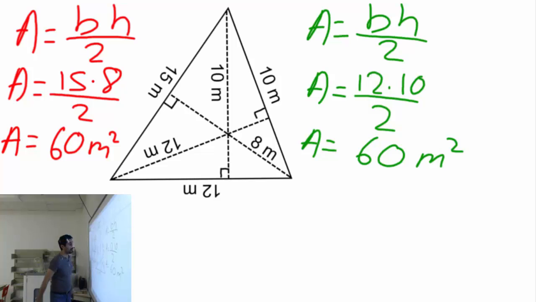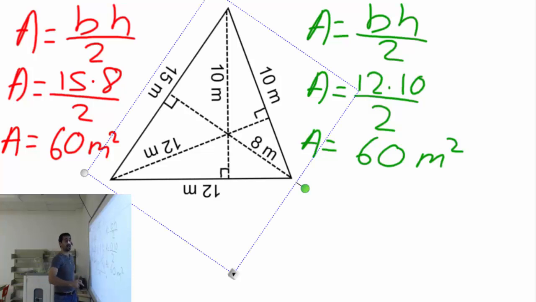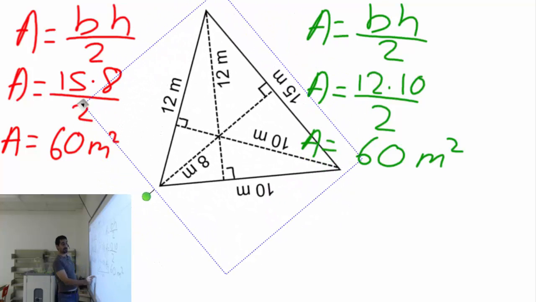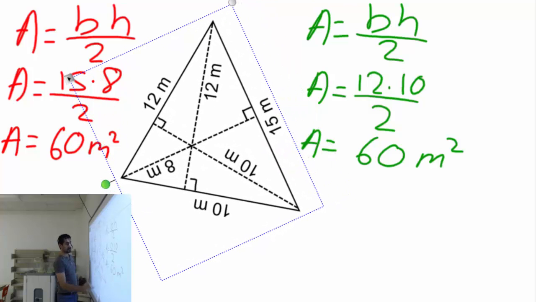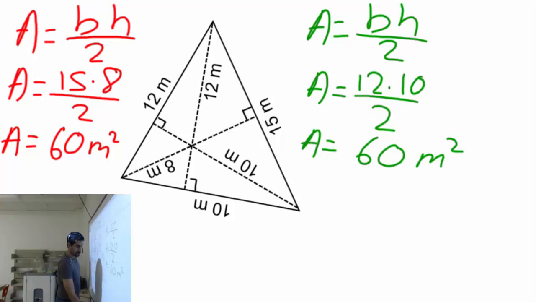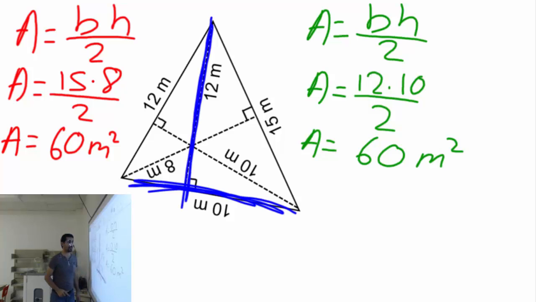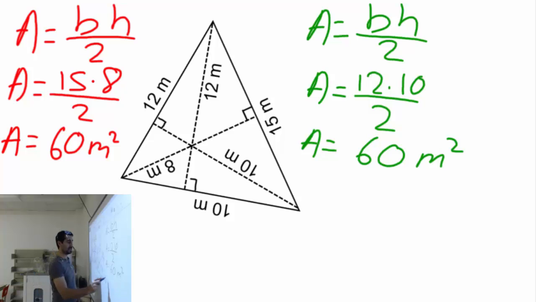And now I'm going to change this triangle once again, and you know that I'm going to have exactly the same result for the area. So now I'm going to use this as the base. This will be the base I am about to use, which is 10. That will be the height I am going to use, which is 12. So now let's practice that.